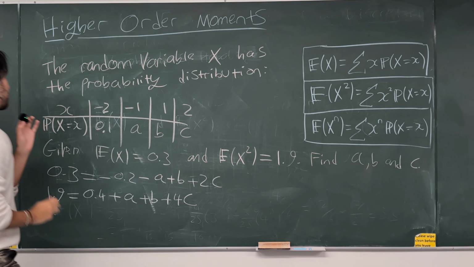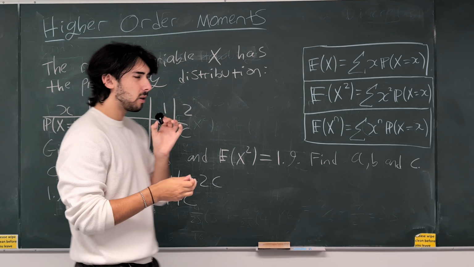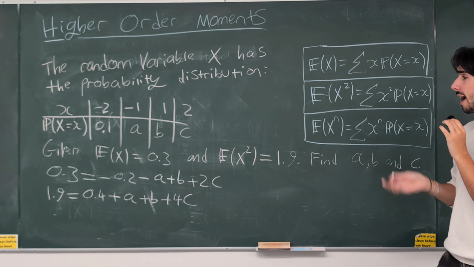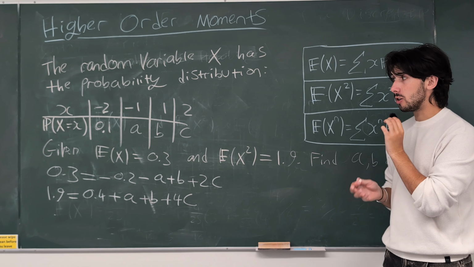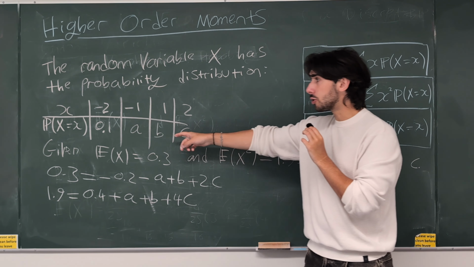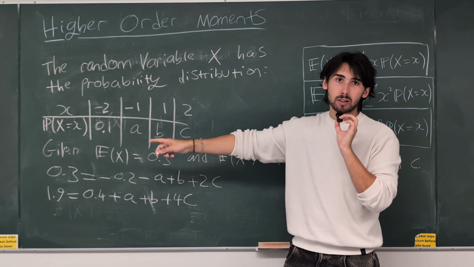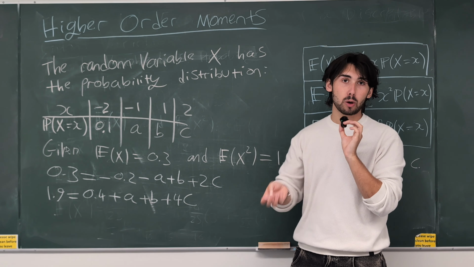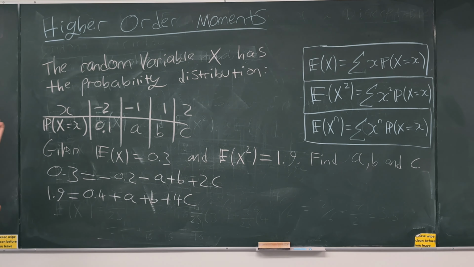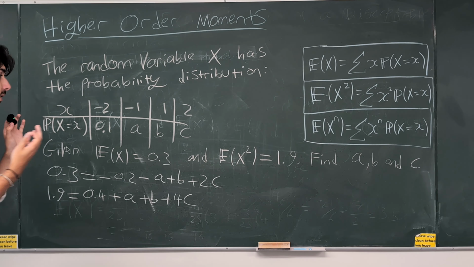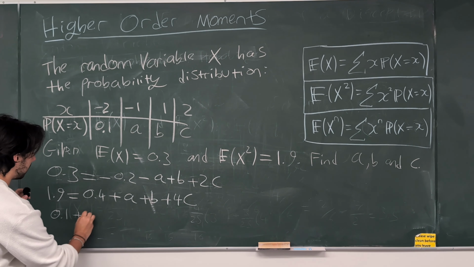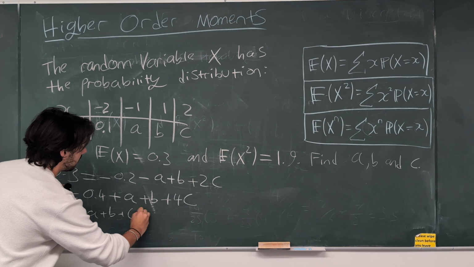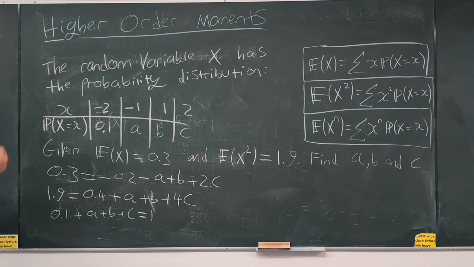Now you might say, okay, cool, we've got two equations, but we have three unknowns. How are we going to get a, b, and c? Because there's not enough information. Well, because this is a probability distribution, all of these probabilities have to add up to the number 1. That's going to give us our third equation. And this is a very common exam style question, whether you're doing A levels, the IB, or any other qualification. So we can say that 0.1 plus a plus b plus c equals 1. This gives us three equations.